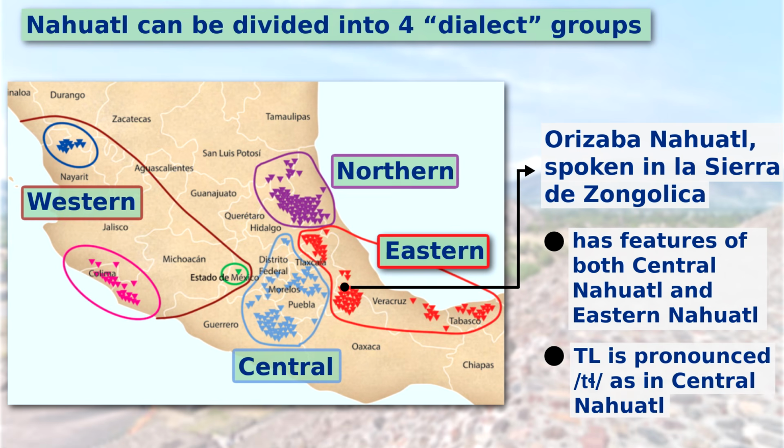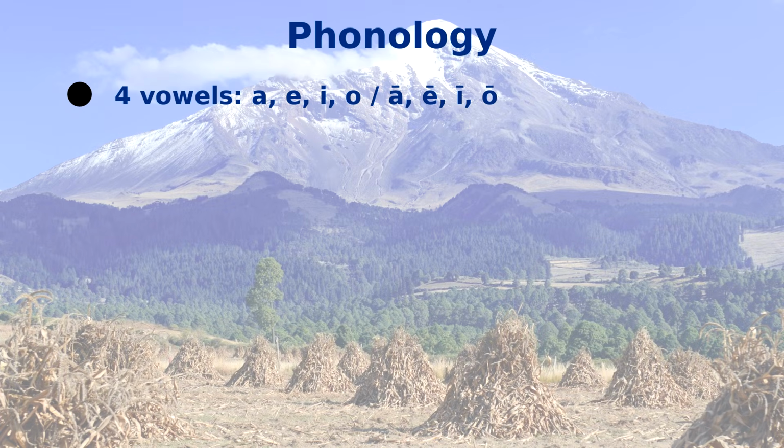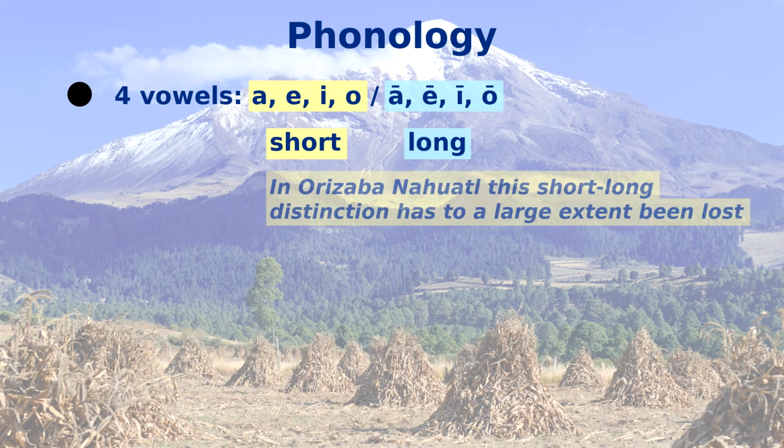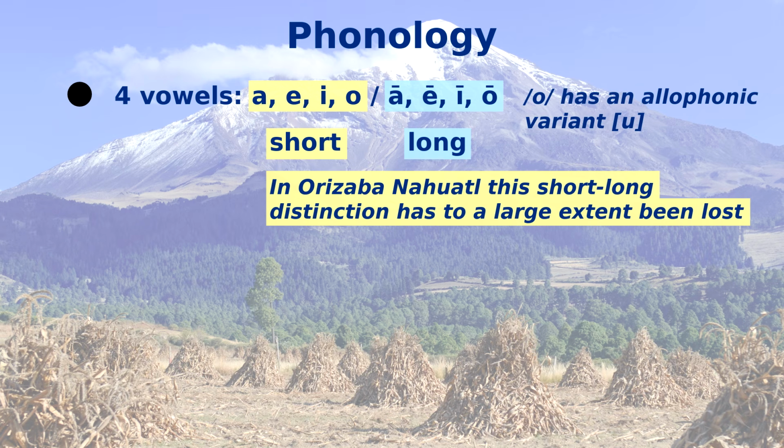This phoneme is pronounced like in Central Nahuatl. Phonology. Nahuatl has 4 vowel phonemes, with short and long equivalents of each: a, e, i, o. Though in Orizaba Nahuatl, this short-long distinction has to a large extent been lost. Also note that the O phoneme has an allophonic variant that is more like U.